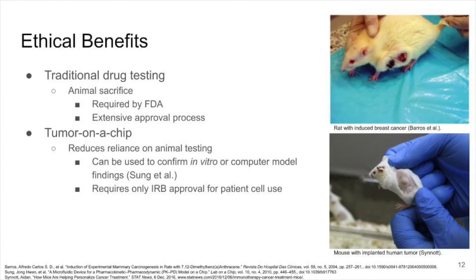As for the ethical benefits, while traditional drug testing requires animal sacrifice that is not only ethically questionable, but also has an extensive approval process, the tumor-on-a-chip model can reduce reliance on animal testing, as it can be used to confirm in vitro or computer model findings that would normally be confirmed by studies in mice, and requires only institutional review board approval for patient cell use.